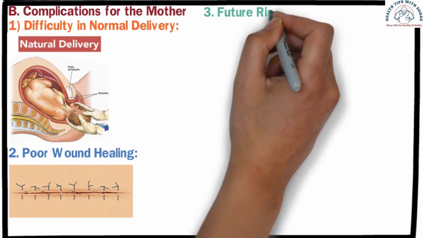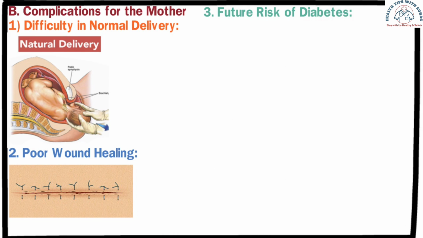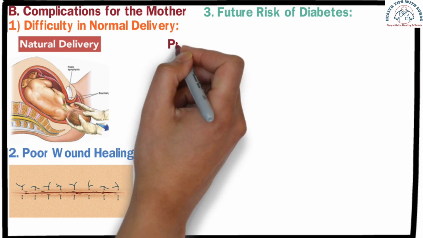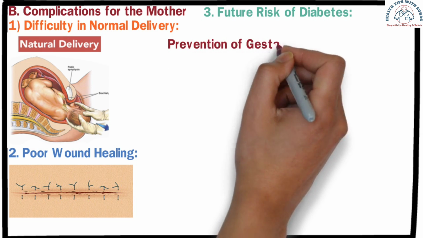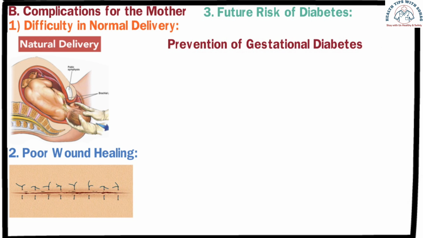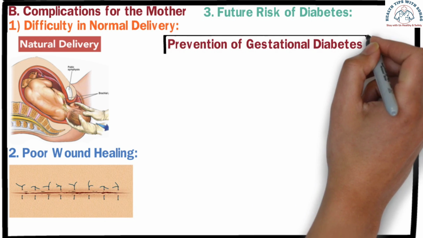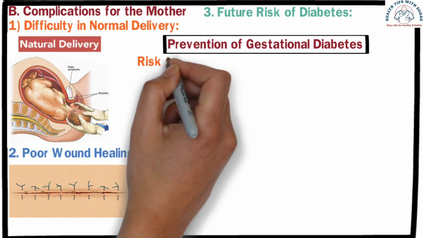3. Future risk of type 2 diabetes. Women who develop gestational diabetes have a significantly higher risk of developing type 2 diabetes later in life, as their insulin response is already impaired. Prevention of gestational diabetes. Although gestational diabetes can cause complications for both mother and baby, the good news is that it can be prevented through proper diet, exercise, and regular medical checkups.